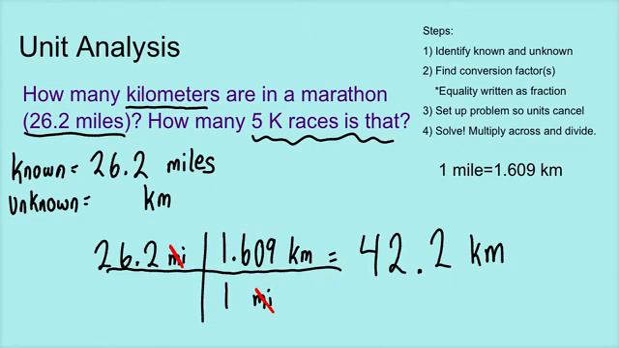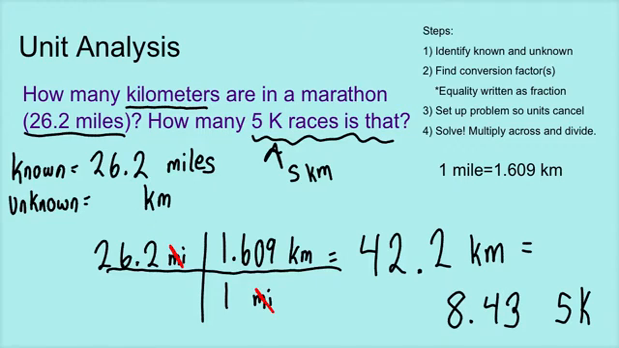If I wanted to know how many 5Ks that was, a 5K race is 5 kilometers. So I would take that 42.2 divided by 5. That means that if you wanted to run a marathon, that's 8.43 5K races. Okay. And that I just got by dividing this number by 5.